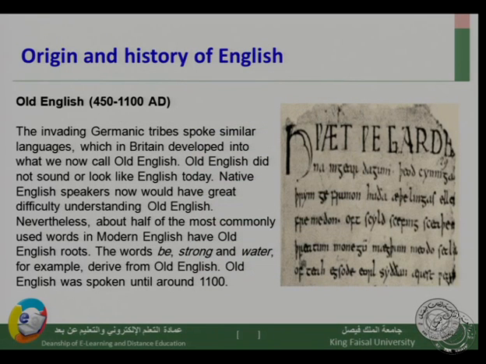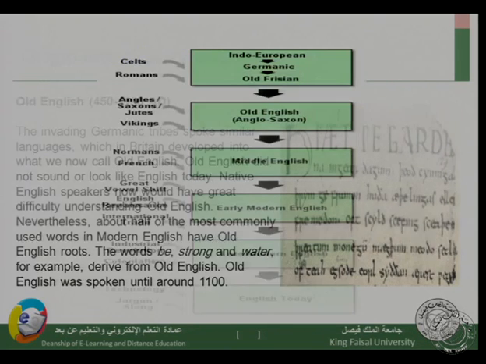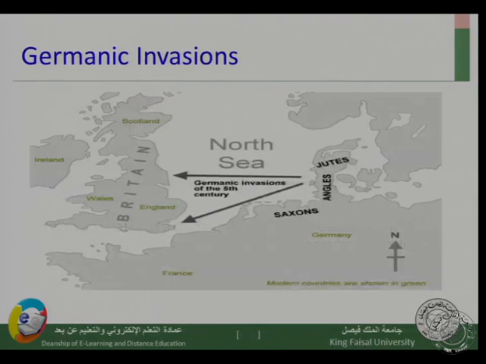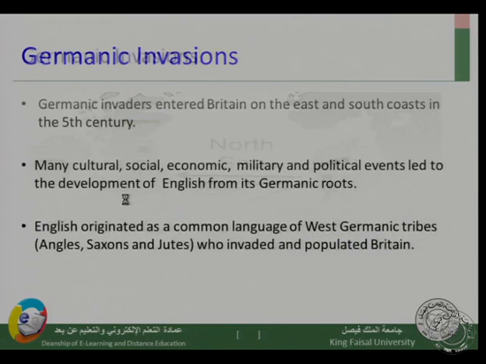I started talking about this aspect just before the end of the third lecture. I mentioned that for Old English, the invading Germanic tribes spoke similar languages, which in Britain developed into what we now call Old English. So the three Germanic tribes spoke similar languages. They brought these languages with them from Germany to Britain.